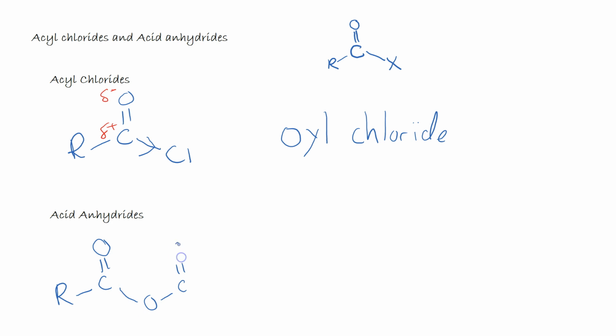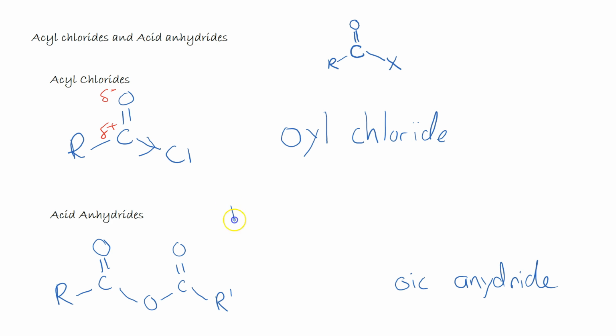The acid anhydride, on the other hand, is observed here where X is replaced by an OC double bond O R dash group. This is named by the suffix anhydride and also the respective carboxylic acid, so oic anhydride.